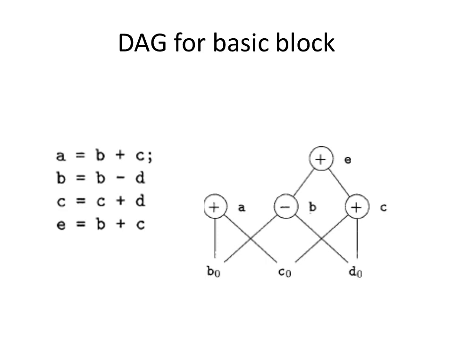DAG for basic block. So again the same 4 3 address instructions. See, B0, C0 will be A, and B contains B0 and D0, C contains C0 and D0, and E contains B and C.